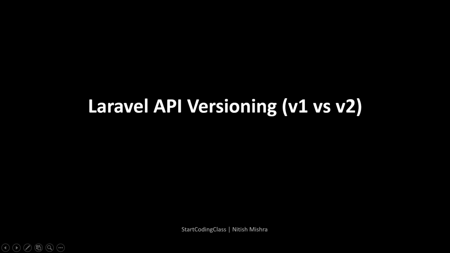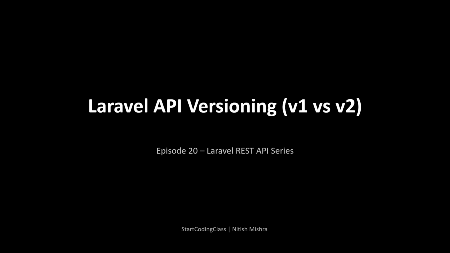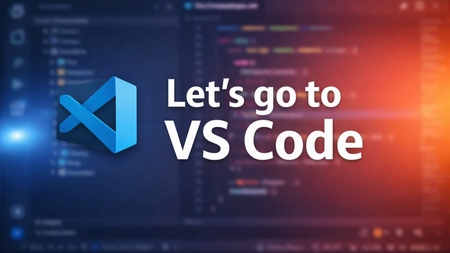So in this video, we will implement Laravel API versioning using a V1 and V2 structure, so your API can evolve without breaking existing users. In the previous video, we learned error logging in Laravel API, which helps us debug production issues. Now we will structure our API properly using versioning, which is a must-have practice for a scalable API. So let's go into VS Code and we will see a normal basic API and also an API with versioning.